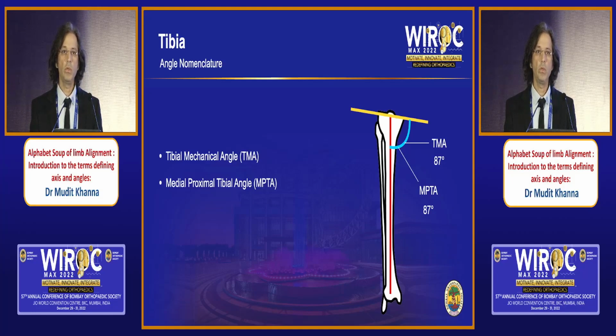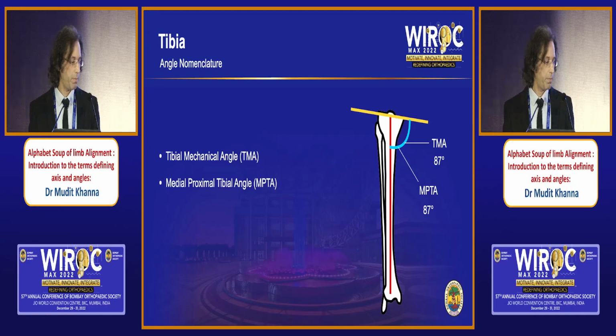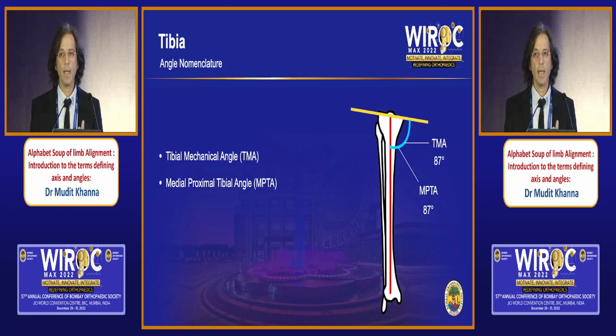Some studies would use MPTA rather than using TMA, but for the tibia, because both of them are measured medially, it is essentially the same. So the MPTA and the TMA are two different terms to describe the same sort of angle, while on the femoral side, FMA and LDFA are two different terms and two different angles which can be calculated either way.